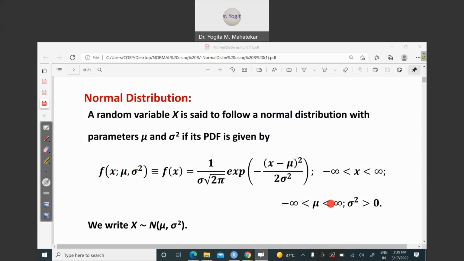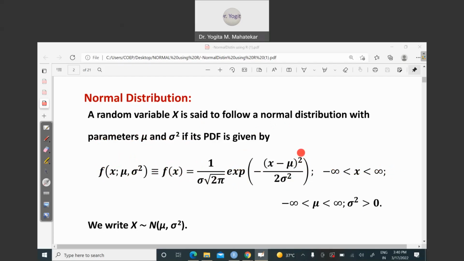Mu lies in between minus infinity to infinity, and its probability density function PDF is defined by 1 upon square root of 2 pi into sigma, e raised to minus (x minus mu) whole square upon 2 sigma square, where x lies in between minus infinity to infinity. So the random variable is said to follow a normal distribution with the parameters mu and sigma square if its probability density function is given by this small f of x, which is defined over here in terms of exponential functions.